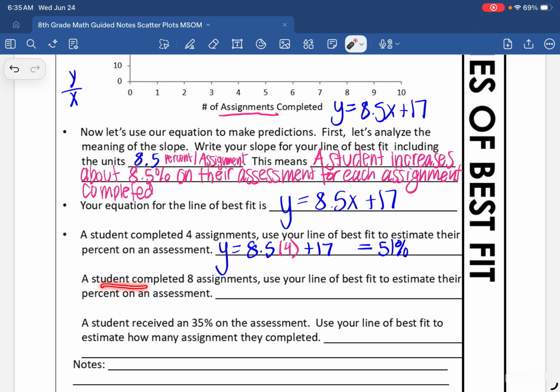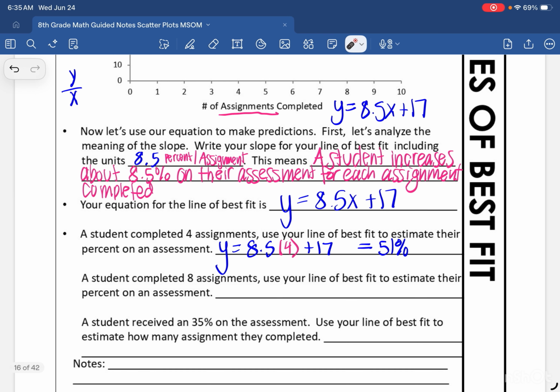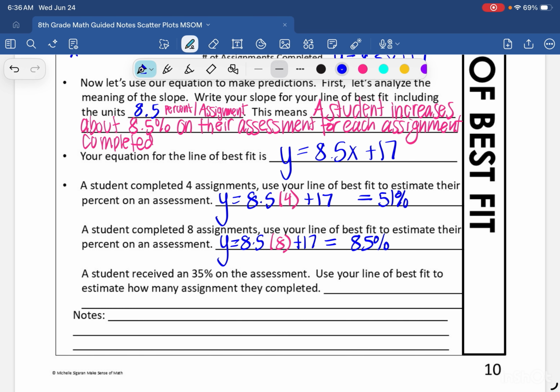Now a student completed 8 assignments. Let's use the same thing to estimate the percent on an assessment. Substituting in 8.5 times 8 plus 17 gives me 85%. We are estimating that a student will receive 85% on their assessment if they complete 8 assignments.